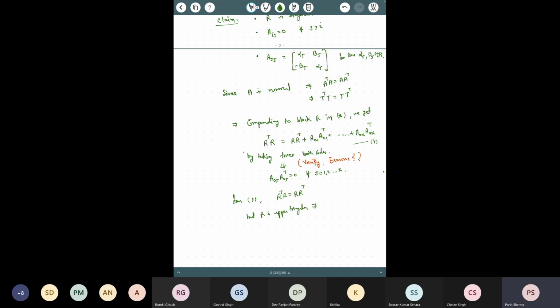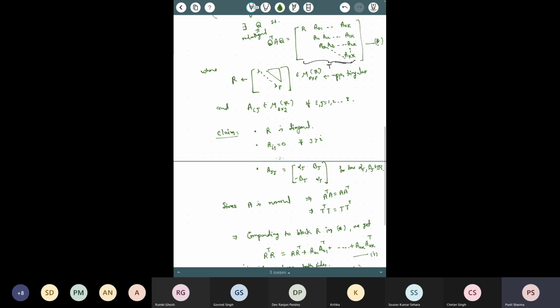This implies that R is upper triangular. This implies that R is diagonal. Okay, so R is a real P cross P diagonal matrix here.